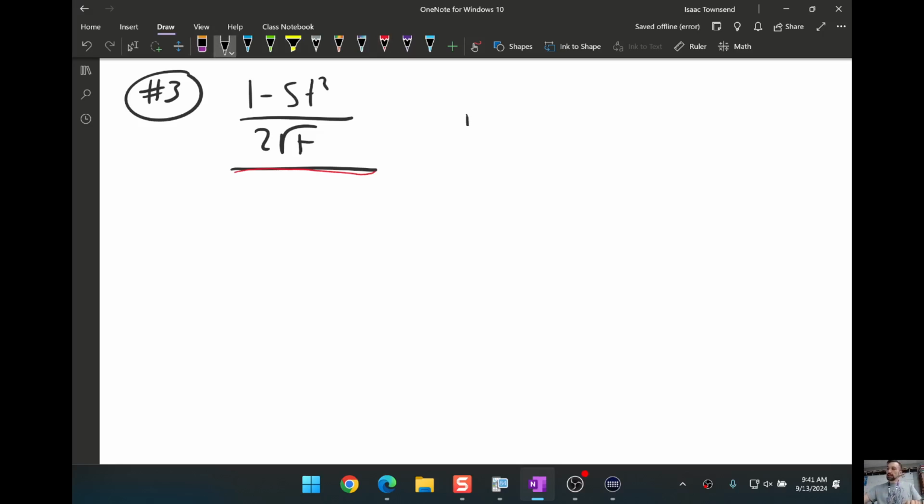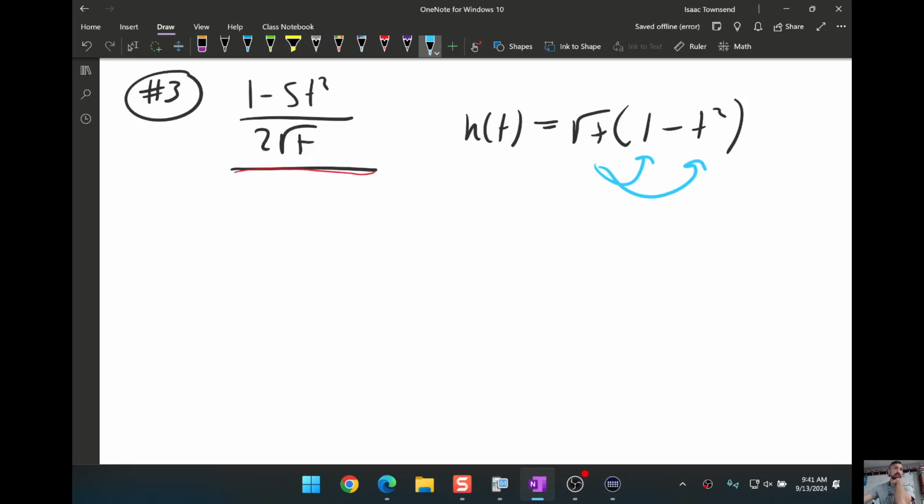So question 3 wants me to find the derivative of h of t, and h of t is the square root of t times 1 minus t squared. Now, just so you guys know, the directions say use the product rule, so I'm going to use the product rule. But honestly, if this was just totally up to me, I would probably just distribute this and then take the derivative of both terms using the power rule, just because power rule is so much quicker and easier to me than the others. But it specifically asked me to use the product rule, so I will use the product rule.